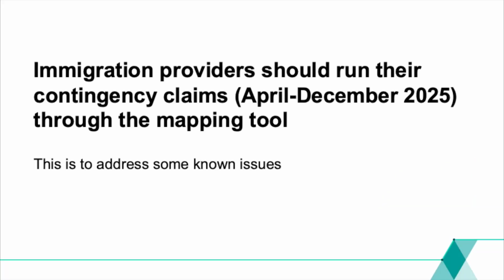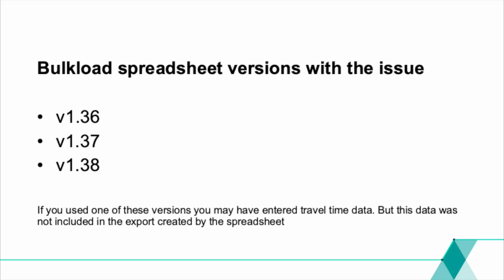The Legal Aid Agency has asked all immigration providers to run their contingency claims through this mapping tool. This is to address some known issues. If you prepared your submission in versions 1.36, 1.37, or 1.38 of the bulk load spreadsheet, there is an error where data recorded in the travel time field of the bulk load spreadsheet has not been included in the export. This can result in the submission being rejected by Submit a Bulk Claim.